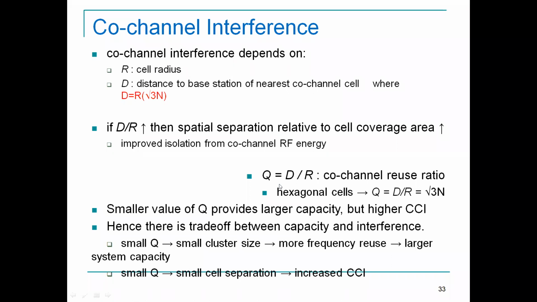And also for small Q, that means small co-channel reuse ratio, there is small cell separation. Due to small cell separation, that means the distance between adjacent cells is less, the co-channel interference is high.